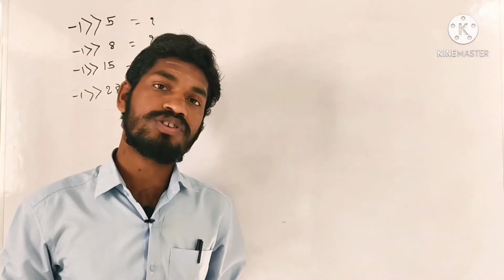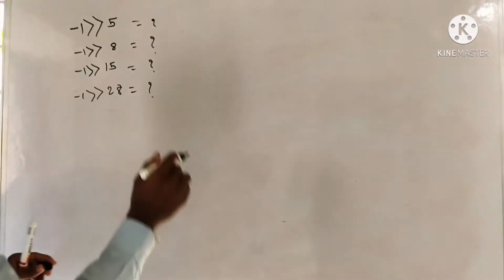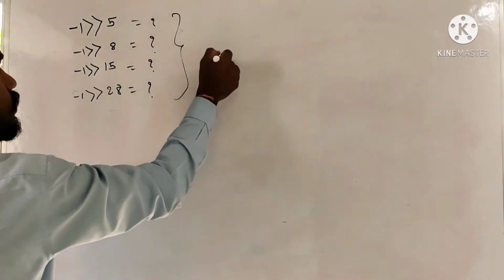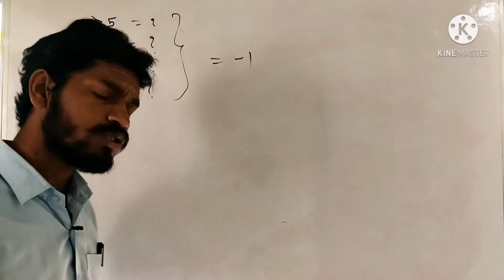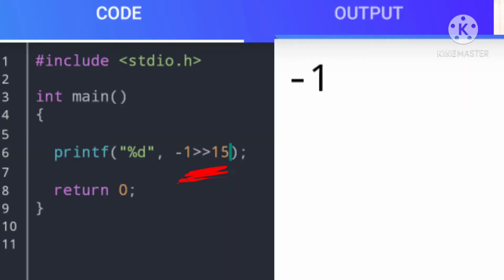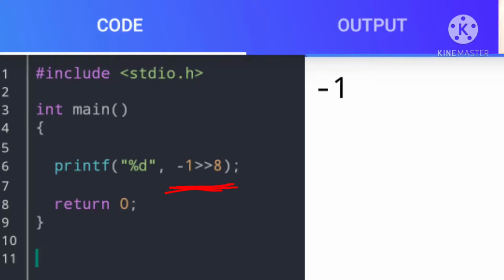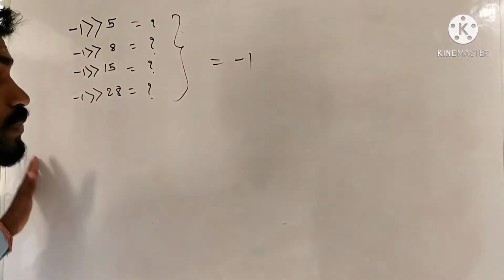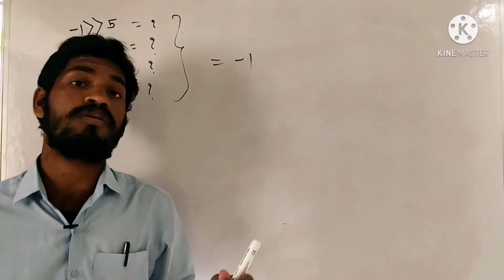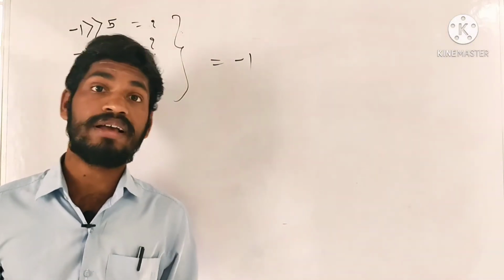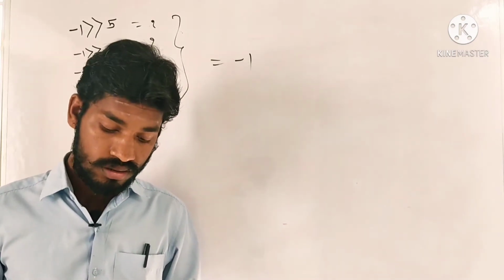Why I chose these questions? Because the answer to all of these questions is minus 1. So I thought I should talk about this question. You might have solved such questions in C MCQs, and sometimes in technical interviews they will ask: what is the output of minus 1 shifted by 5, minus 1 shifted by 8, minus 1 shifted by 10?